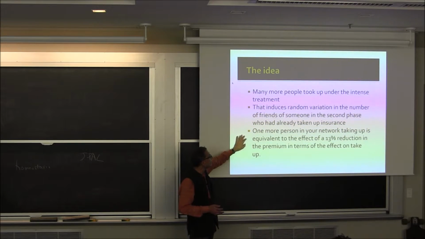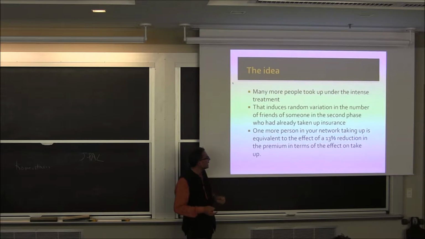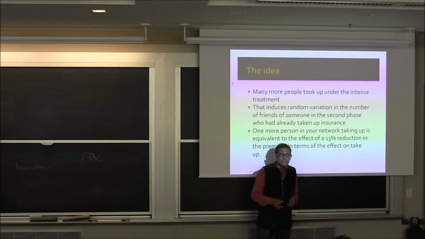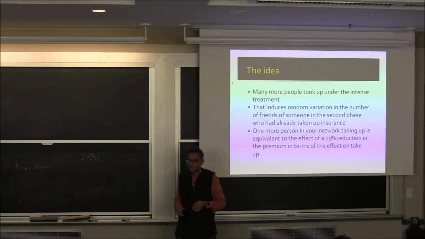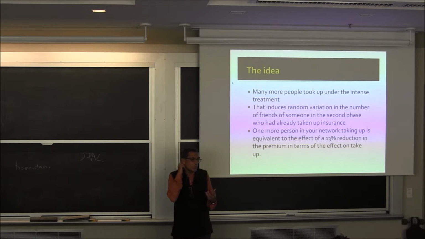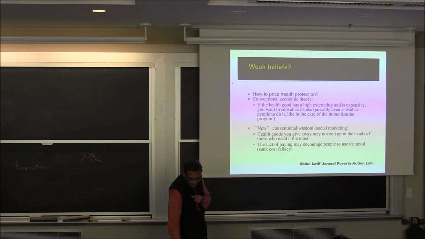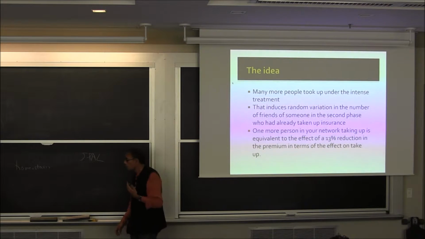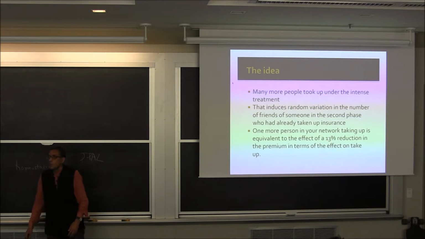And you find that if one more person in your network takes up the product, then that's equivalent to the effect of a 13% reduction in the price. So it's a massive effect. So the reason why people seem to not take up insurance products is because they don't trust them. Let me explain a little bit more about why they don't trust them.